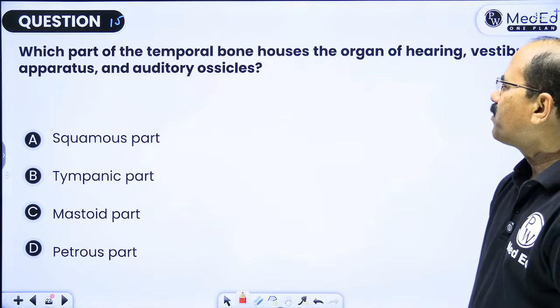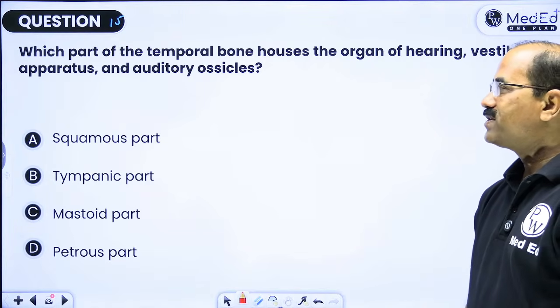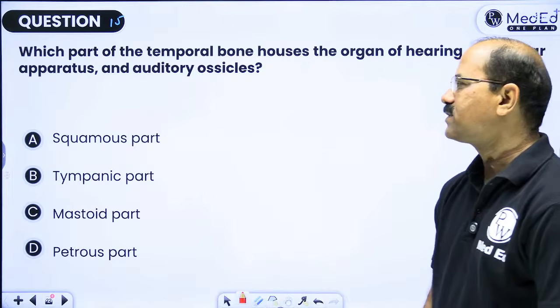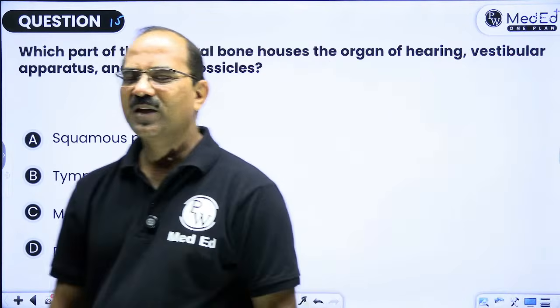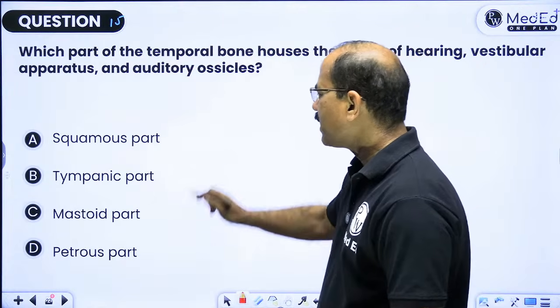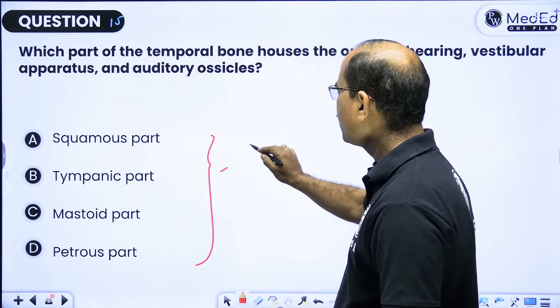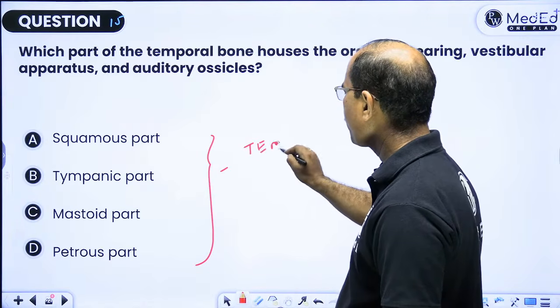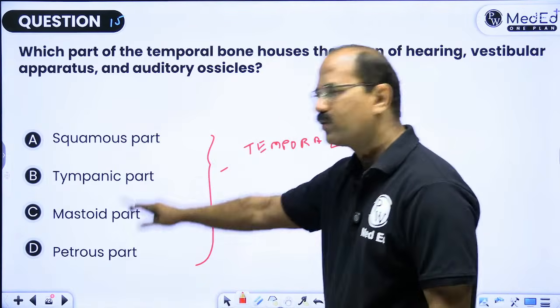Which part of the temporal bone houses the organ of hearing, vestibular apparatus, and the auditory ossicles? बोल सकते हो? So ये जितने भी parts हैं, these are all parts of which bone? Temporal bone. These are all parts of temporal bone.